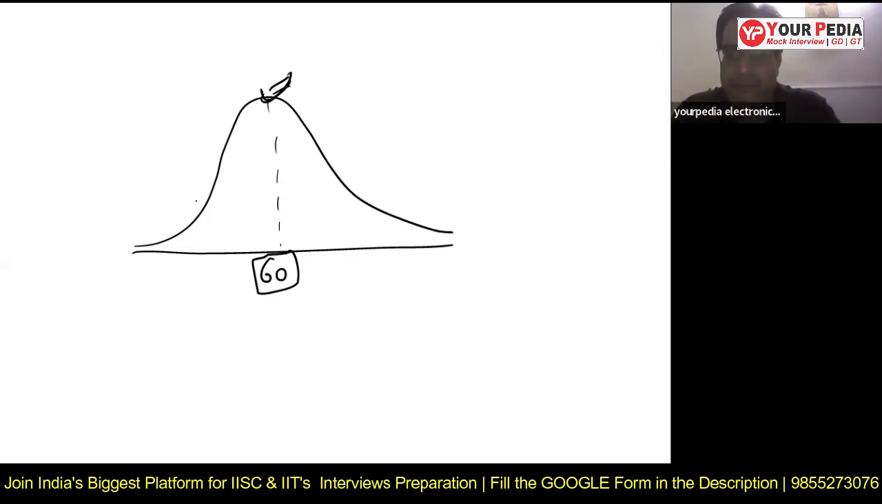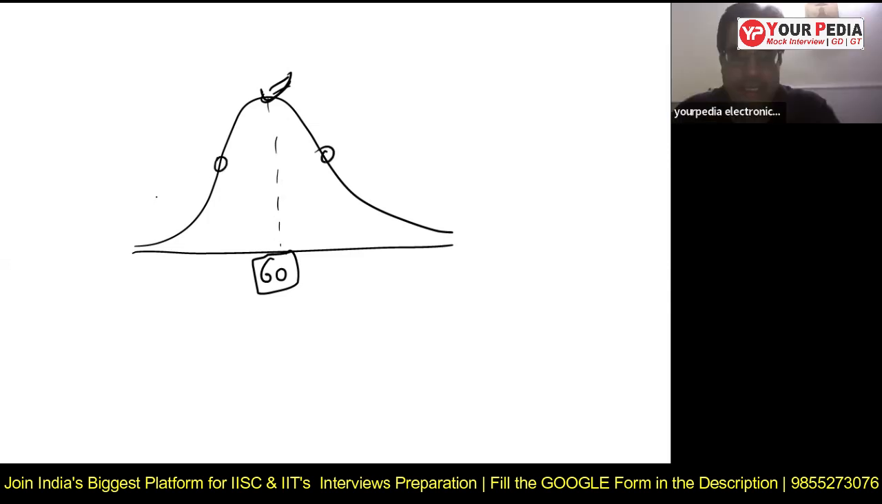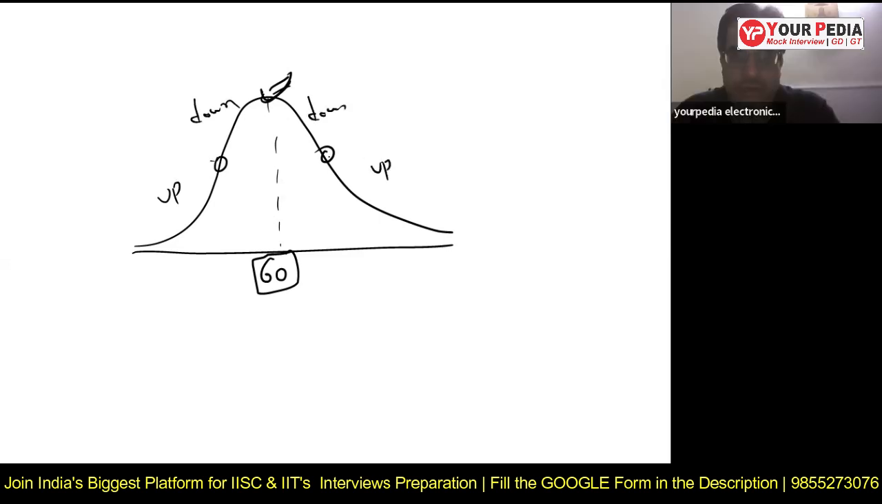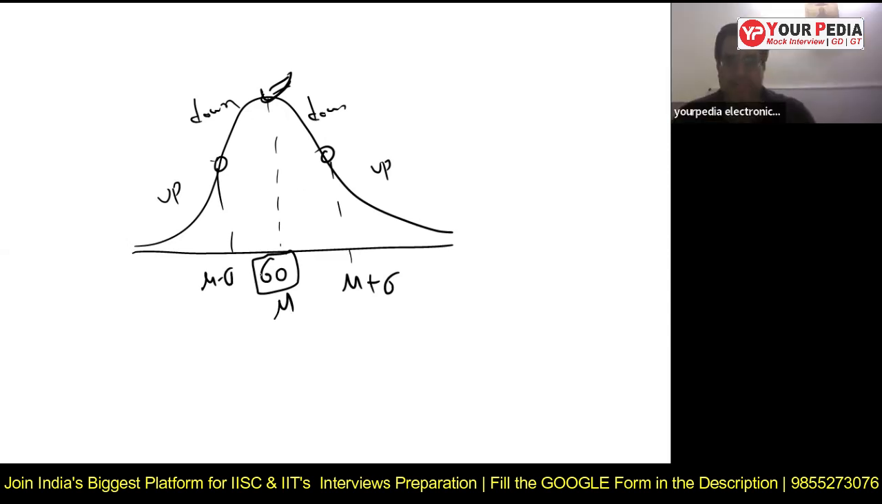And those two points that you are asking about are inflection points. There the curve is changing concavity. Here concave up, here concave down. So these two are points of inflection. One is mu plus sigma, another is mu minus sigma, and this is mu. Sigma is the standard deviation. Please read this carefully.